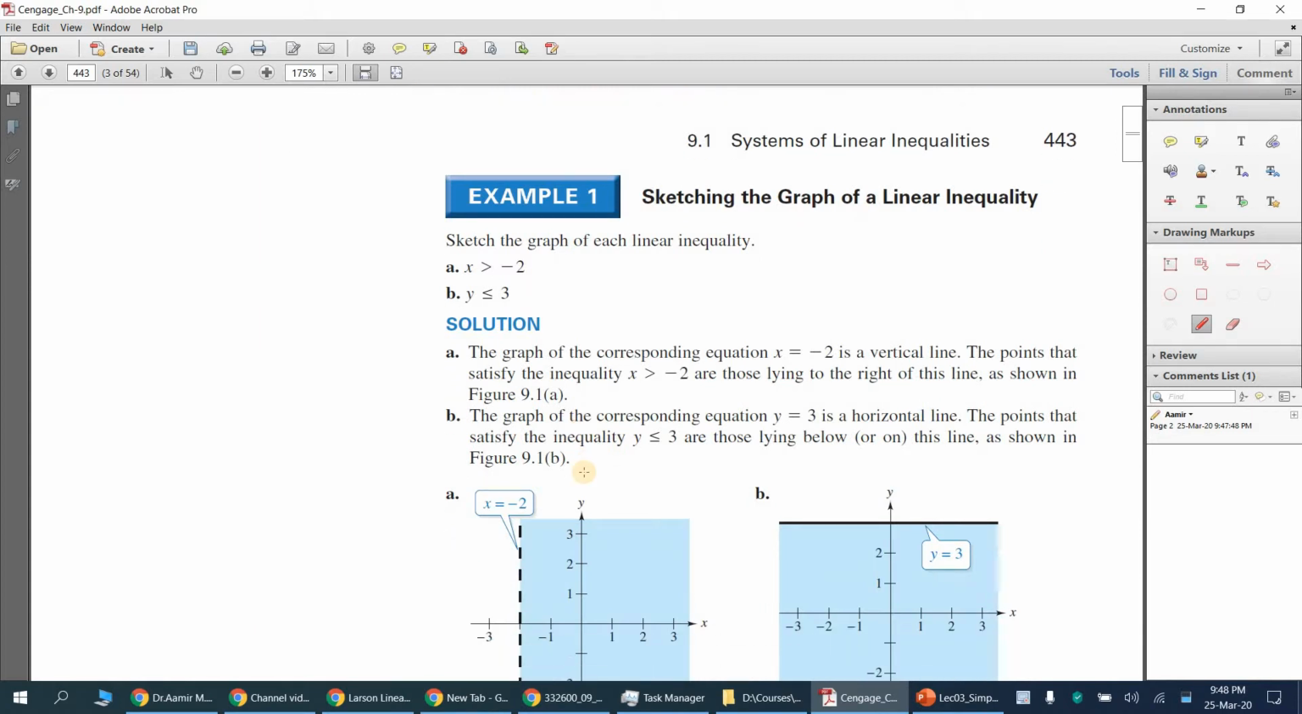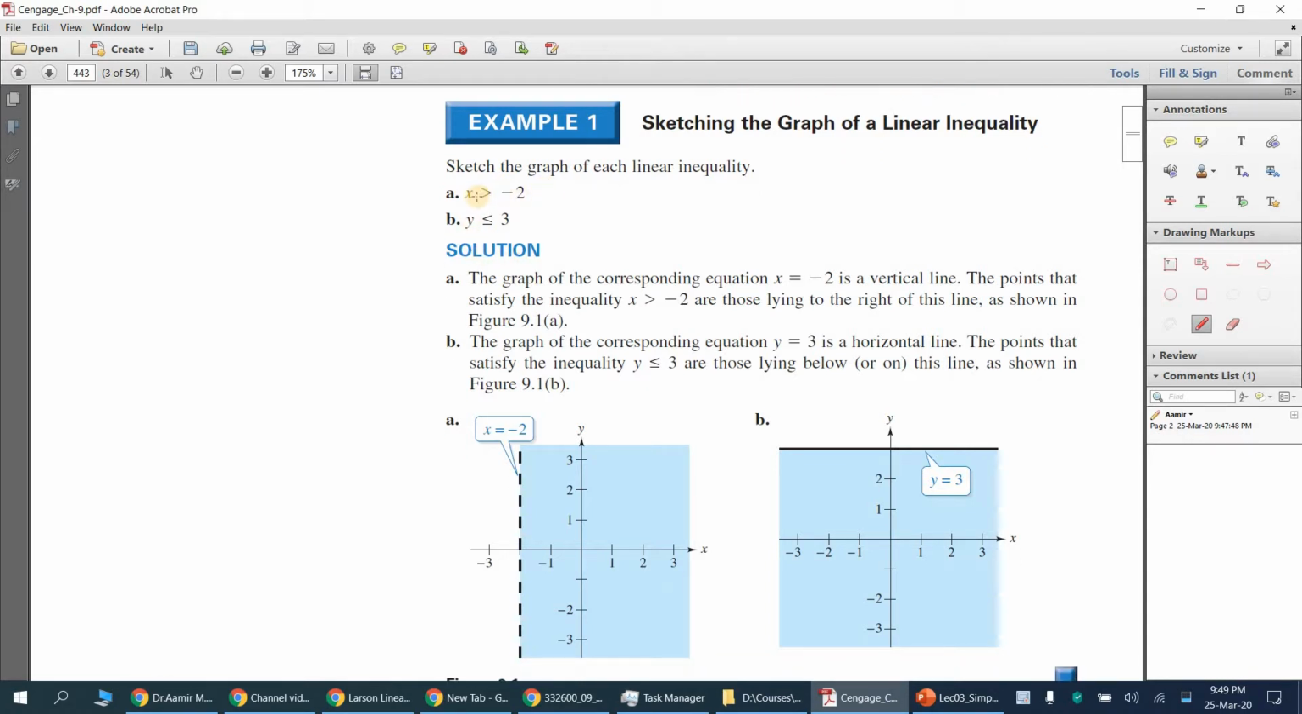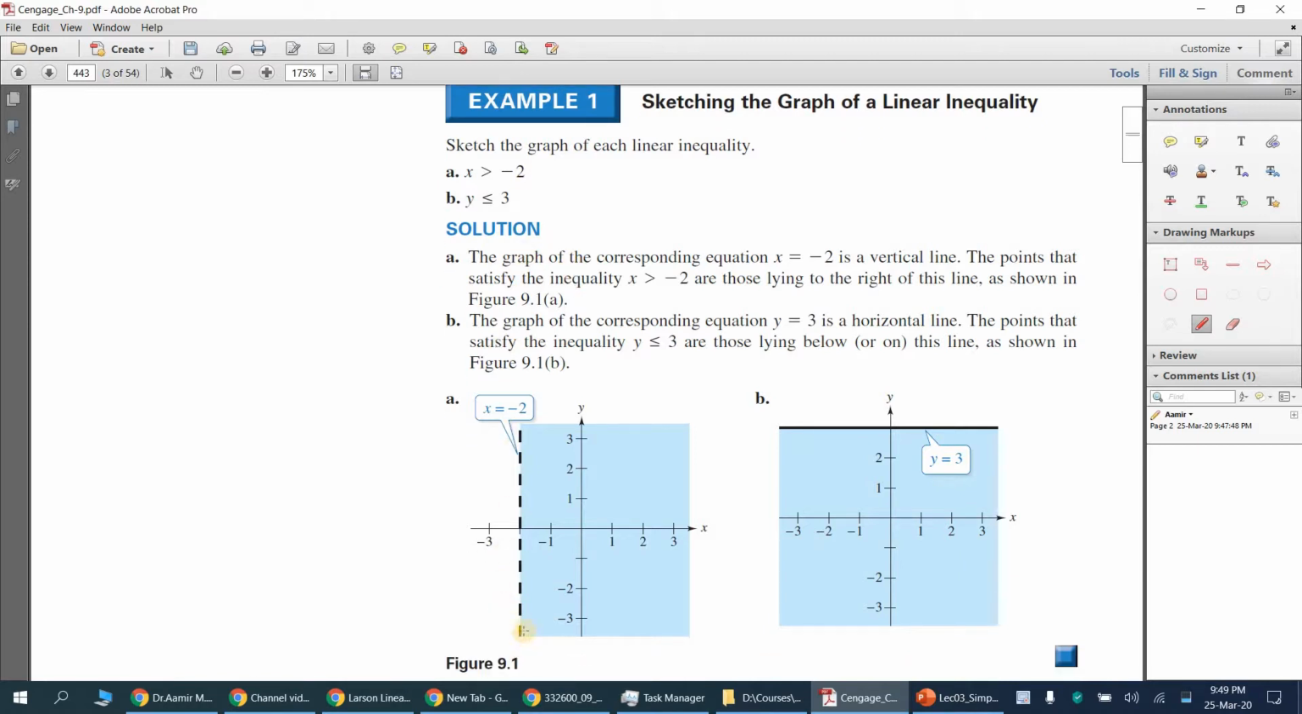So you see a small example over here. Example number 1, how to sketch the graph for this. This is a simple case, x greater than minus 2. So it is basically this line they have drawn over here. This x equal to minus 2 means that your x position is at minus 2, but the y is not defined, meaning that y can take any value from minus to plus infinity.